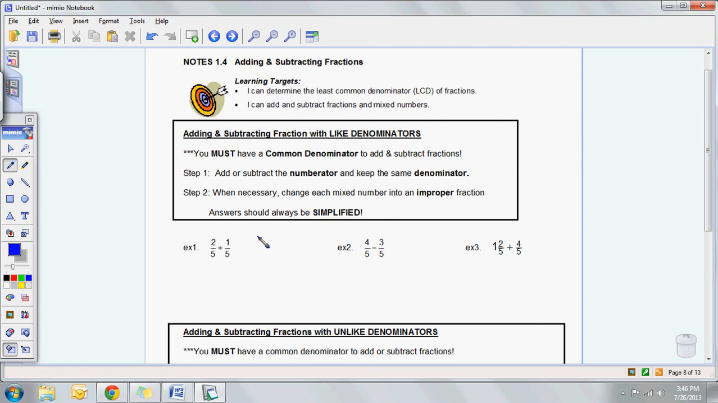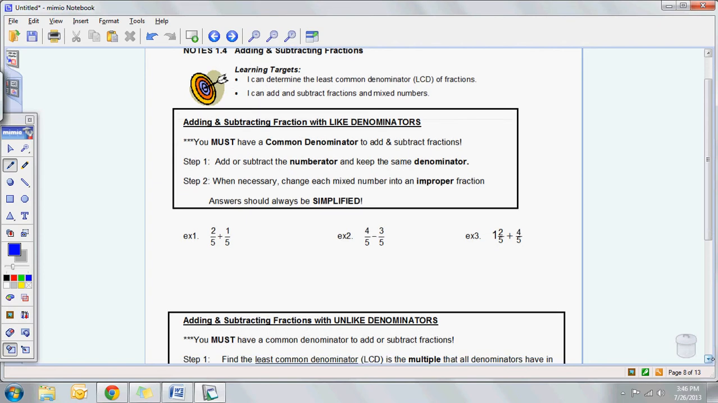Okay, this is section 1.4. This was the second section of our group fraction project, adding and subtracting fractions. I just wanted to give you this brief video in case you didn't get enough from your classmate presentation. This will give you a little bit more background information so you can prepare for your test.